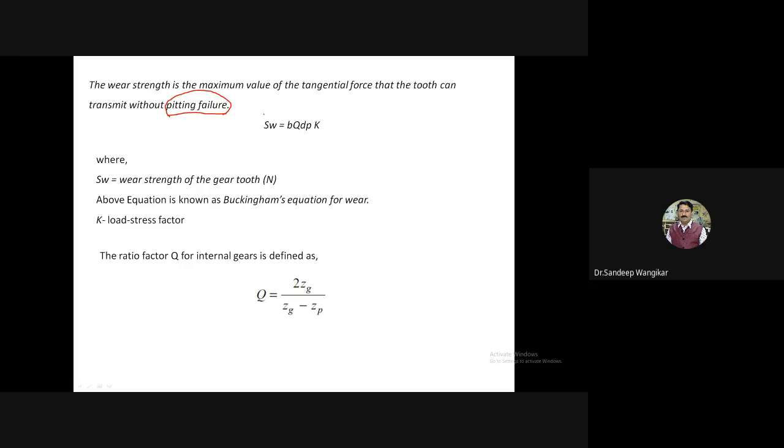It is given by the formula Sw = B Q dp K. Sw is nothing but the wear strength in Newton. B stands for the face width in millimeter. If it is not given, then in the analysis we will consider the face width as 10 times the module, and module is in millimeter. This is the additional part that I am telling you.